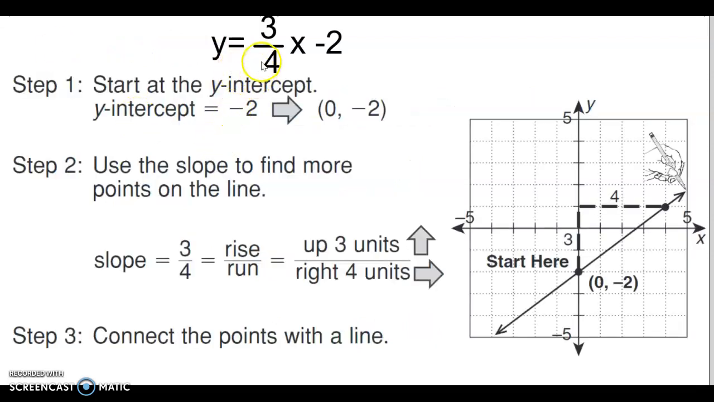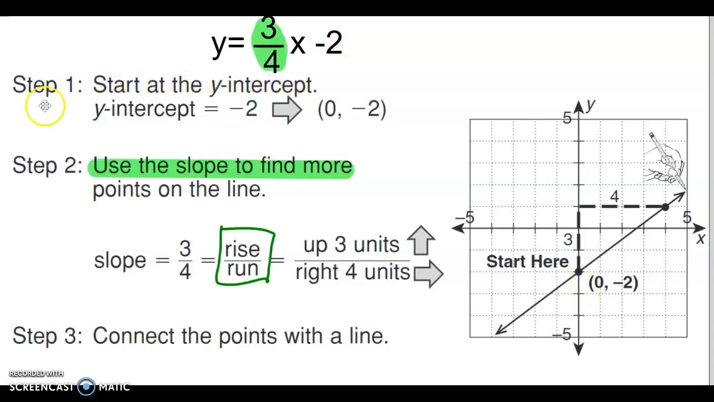Alright, so we've got y is equal to 3 over 4x minus 2. So this is in y is equal to mx plus b format. First we're going to start, and feel free to pause the video and write down these steps if you need to. You're going to start with negative 2, which is the y-intercept. That's where you begin. So that's going to be on the y-axis at 0, negative 2.